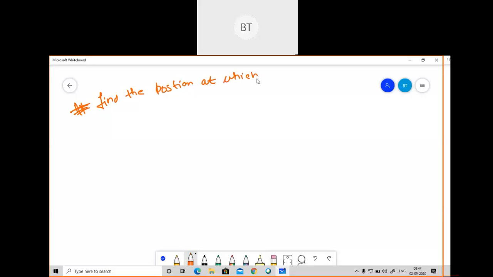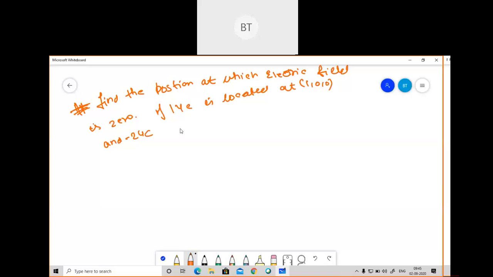The problem was: find the position at which the electric field is zero, if 1 microcoulomb is located at coordinates 1, 0, 0, and minus 2 microcoulomb is located at coordinates 2, 0, 0. So this is the problem which was given to us. First of all, we need to read the question and see what it is actually asking.